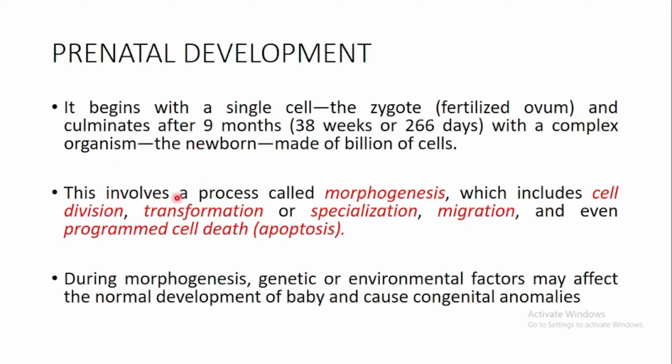And this process of growth during prenatal development involves a number of processes or changes termed as morphogenesis. And during morphogenesis, a lot of changes take place. These changes include cell division, transformation and specialization, migration, and even programmed cell death or apoptosis. And during morphogenesis, environmental or genetic factors may affect the normal growth of the baby. And when this happens, there is congenital anomalies that come in.